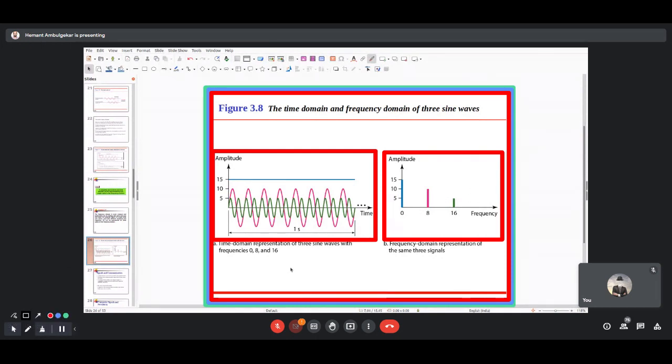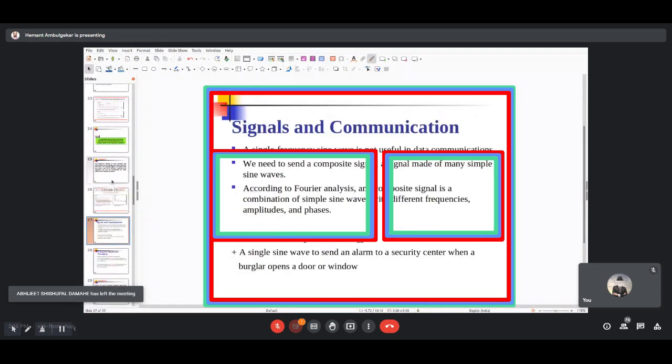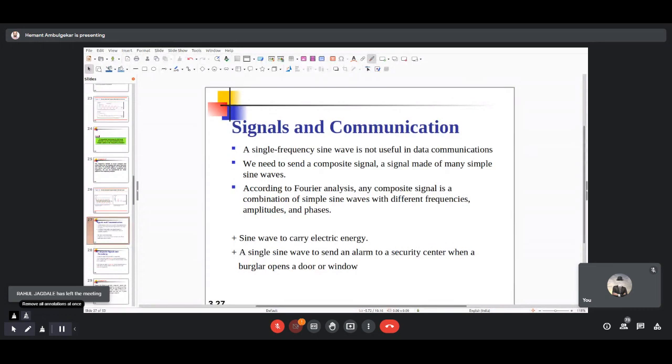Getting this? So we are talking about the time domain and frequency domain. Okay? So this plotting is useful for dealing with sine waves. So we can plot. You can either use a time domain plot or a frequency domain plot. But frequency domain plots are easy, as far as representation is concerned. Getting? Okay. Now the next point is signals and communication.